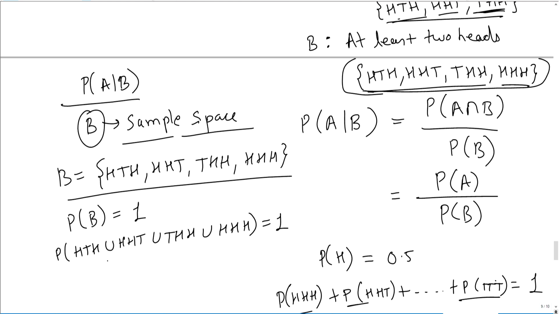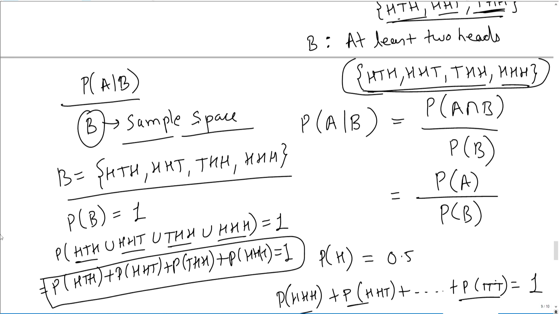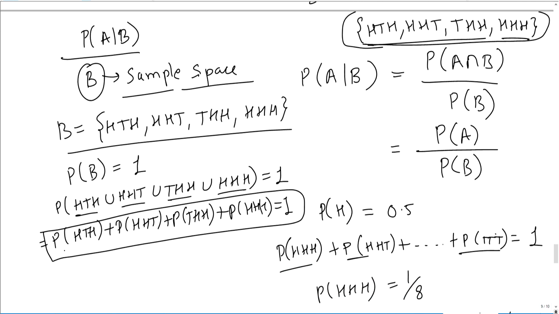And third axiom says that probability of union of all these elementary events, which are of course mutually exclusive, then their probabilities would be equal to probability of HTH plus probability of HHT plus probability of THH plus probability of HHH will be equal to 1. So, this comes from second axiom. So, from second and third axiom you have this result, and this is precisely because we assumed B is your sample space. So, you get this result.